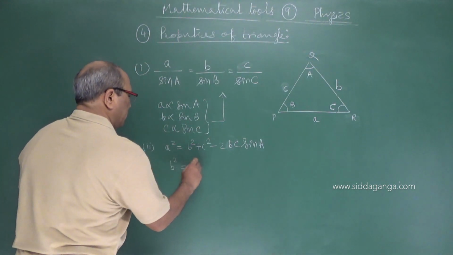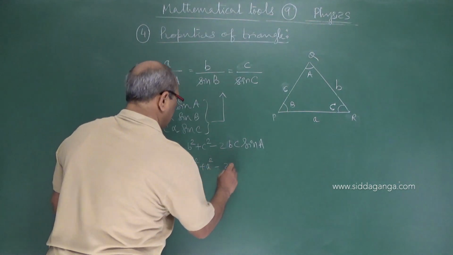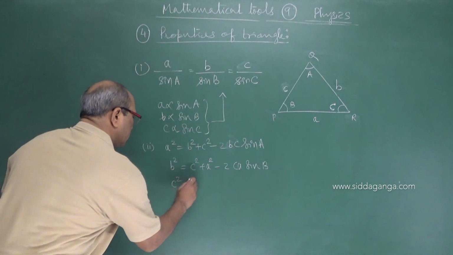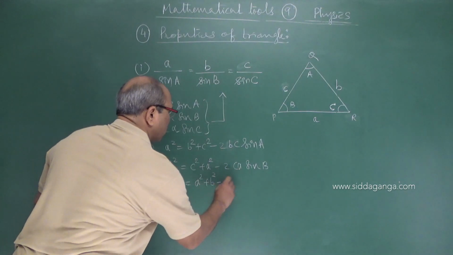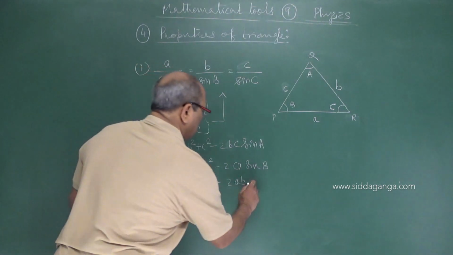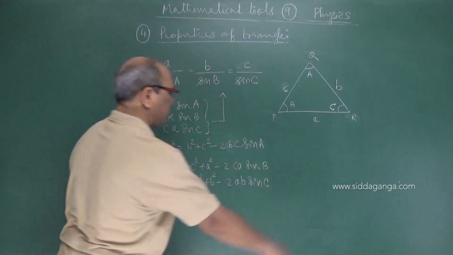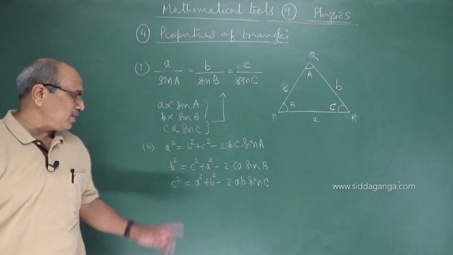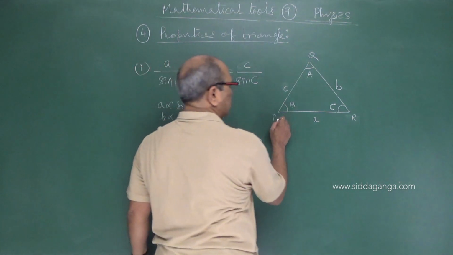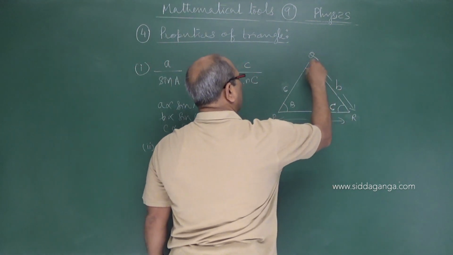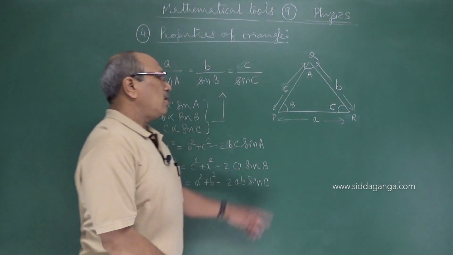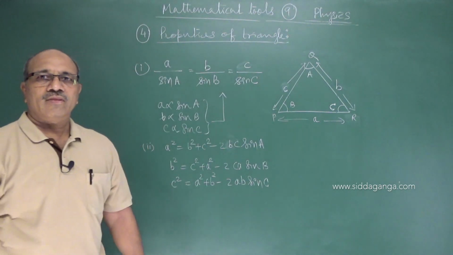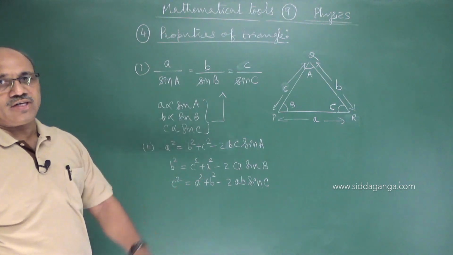Similarly, B square is C square plus A square minus 2CA into sine B. Or if you want C square, it is A square plus B square minus 2AB into sine of C. This relation also you have come across in high school. I hope A, B, C are the side lengths. This is the magnitude A, this is the magnitude B and this is the magnitude C, and A, B, C are the angles. You learnt these. I hope you have followed these two relations correctly.